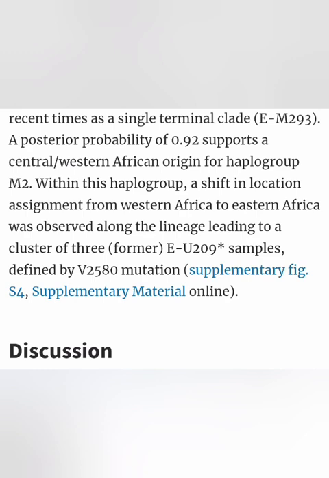Within this haplogroup, a shift in location assignment from Western Africa to Eastern Africa was observed, along with a lineage leading to a cluster of 3 former EU209 samples defined by V2580 mutations.